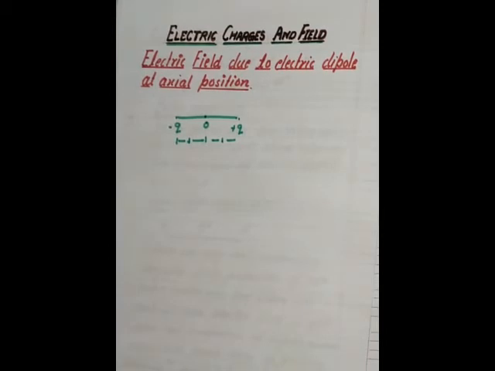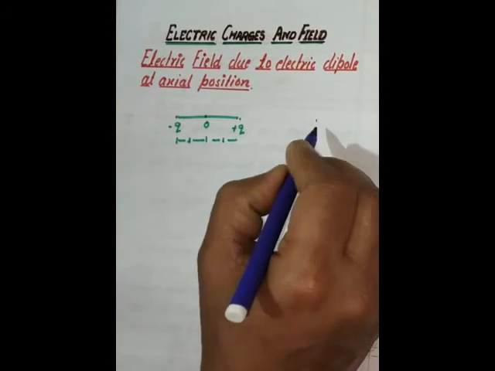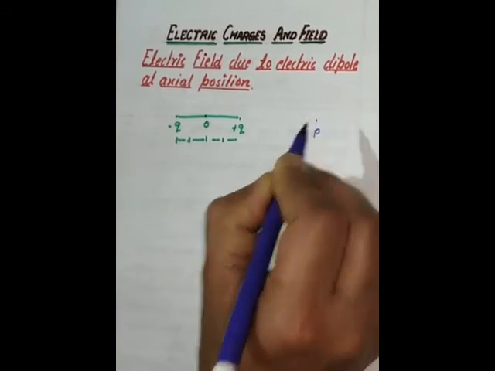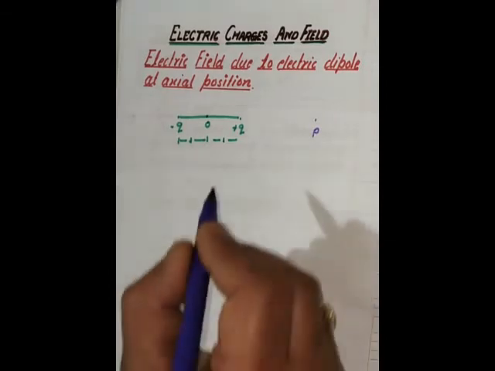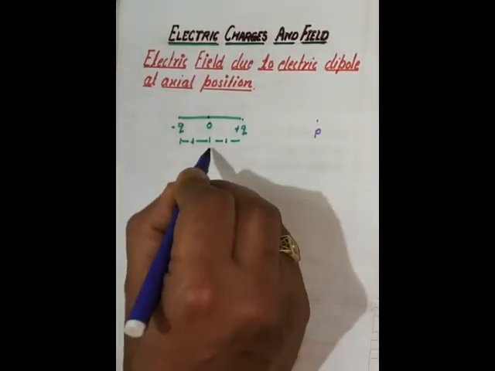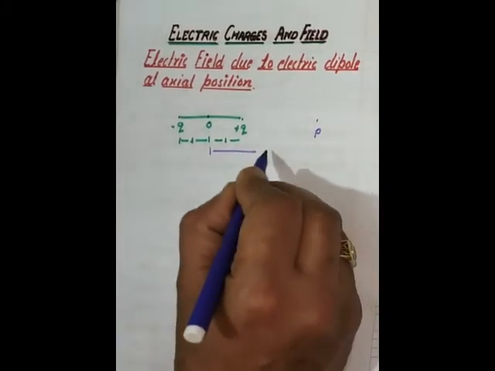Suppose there is a point P where we have to find out the electric field due to the dipole. Okay, so the distance between O to P is R.